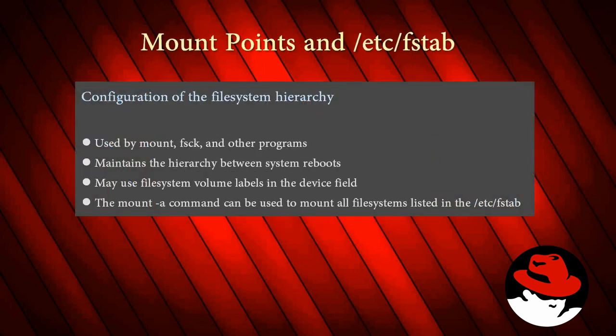The mount points can be configured with fstab in the etc directory. The configuration of the file system hierarchy is stored with the mount points. It is used by mount, fsck, and other programs. It maintains the hierarchy between system reboots. It may use file system volume labels in device fields. The mount -a command can be used to mount all file systems listed in /etc/fstab.